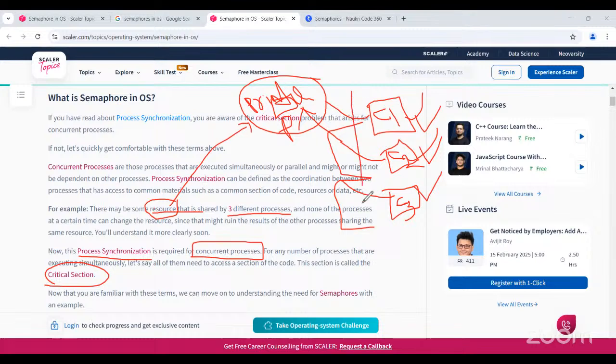To solve this problem, there is a concept called semaphores. The semaphores have non-negative integers, and they will give one solution here.